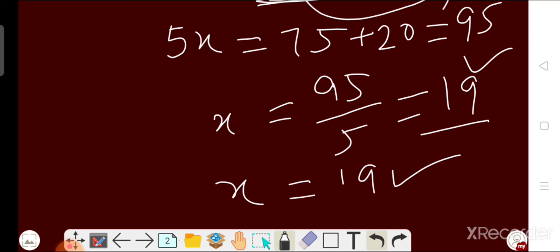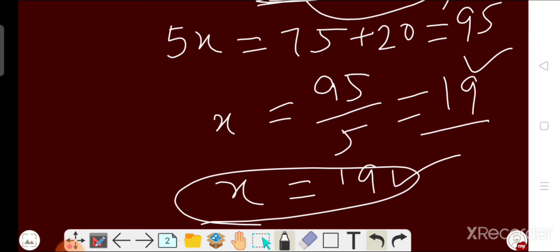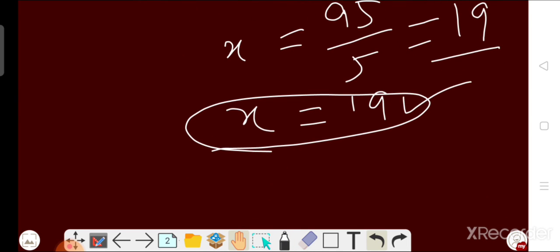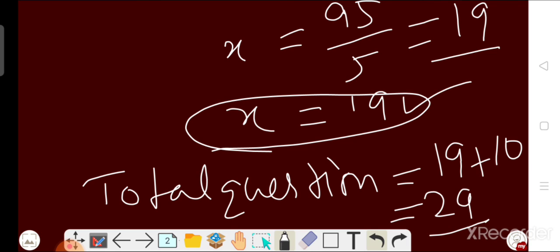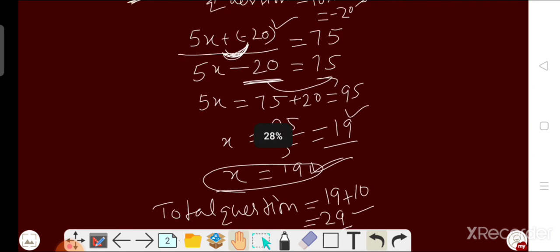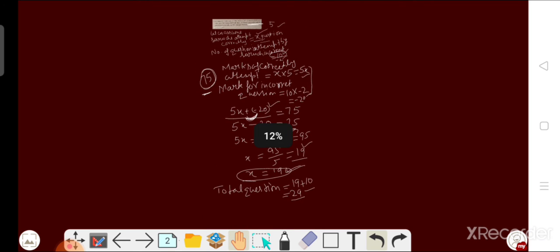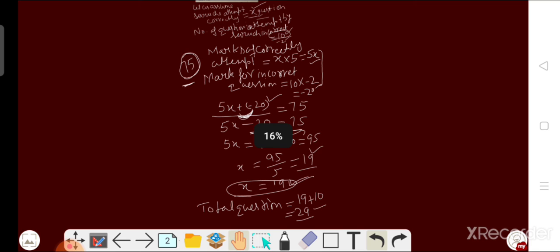This is the correctly attempted questions. Okay. And how can we calculate the total number of questions? By adding the correctly attempted questions and incorrectly attempted questions. So the total questions are equal to 19 correct plus 10 incorrect, equal to 29. So the answers are 19 and 29. So this is the solution of your question number 7, beta. Okay.